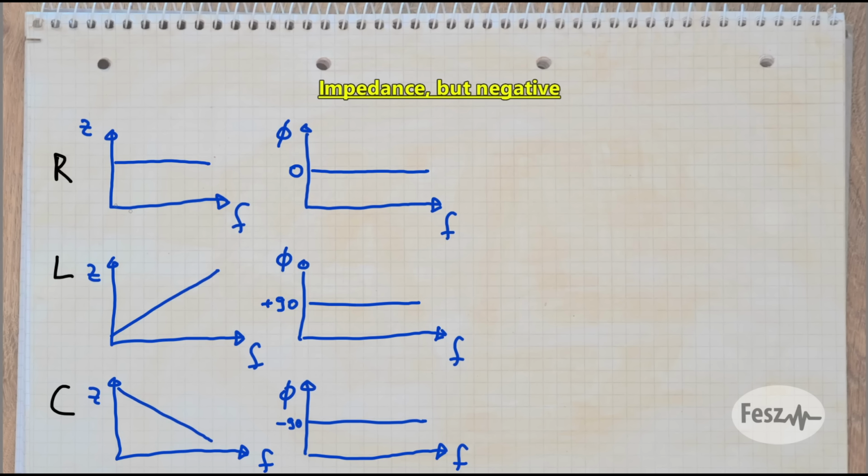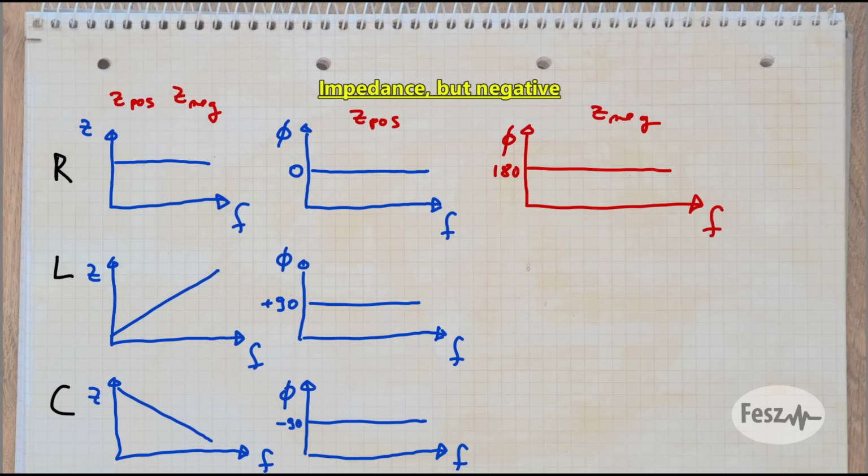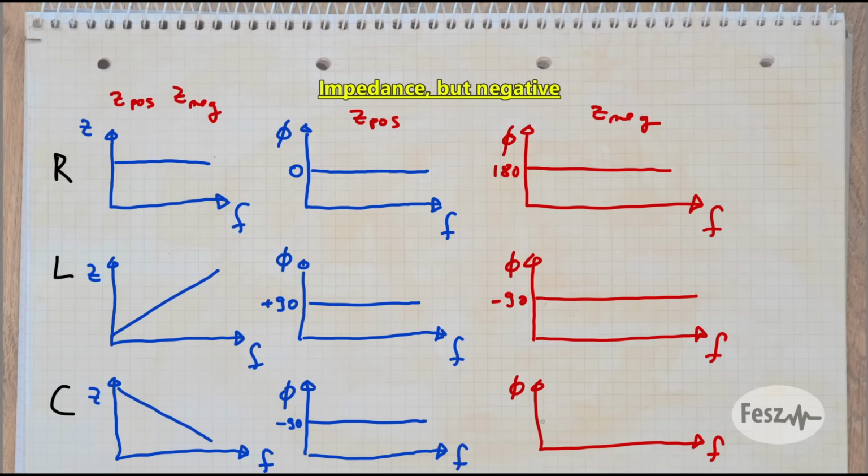So far, so good. But if we move to negative impedance components, well, the impedance behavior stays the same, it has the same frequency-based behavior, but the phase is inverted. The negative resistor presents 180 degrees, the negative inductor behaves like a capacitor at minus 90, and the negative capacitor behaves like an inductor at plus 90. Now, while this property may seem strange, it does allow for some very interesting applications.